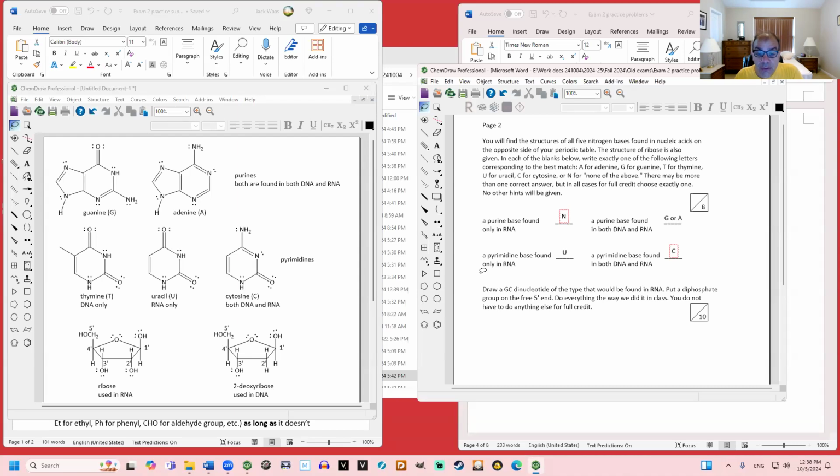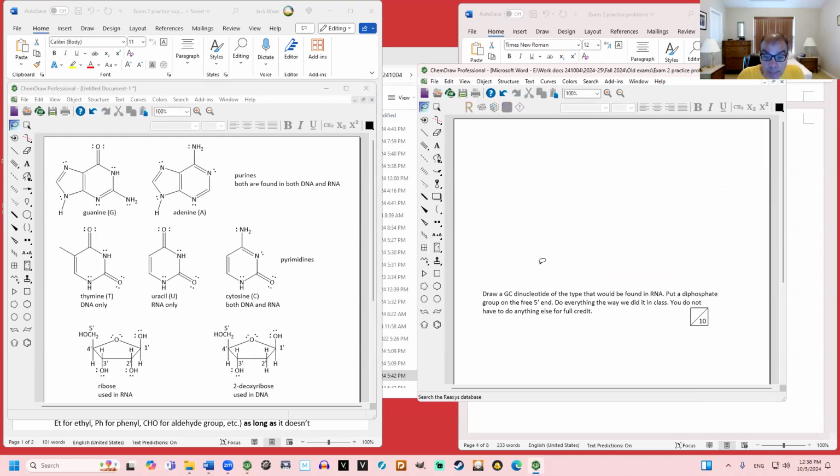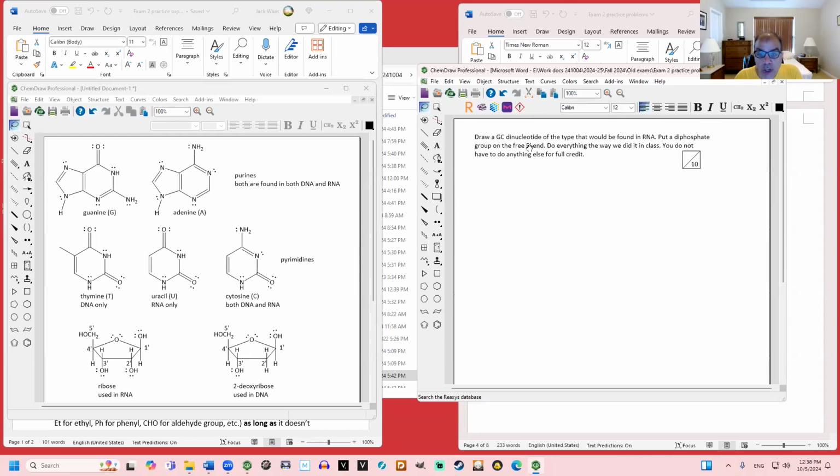And then in the next question, we're asked to draw a dinucleotide. And you would certainly be responsible for a question like that too. It says, draw a GC dinucleotide of the type found in RNA. So we need to understand what that means.